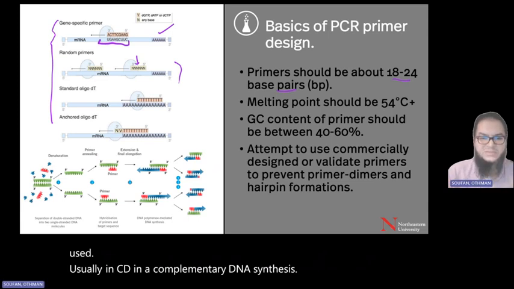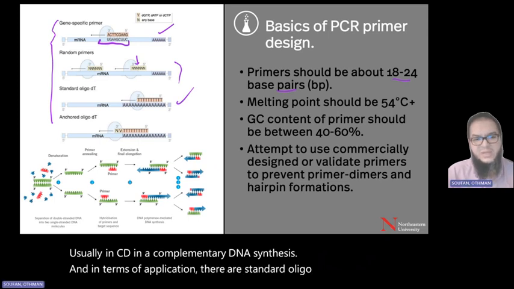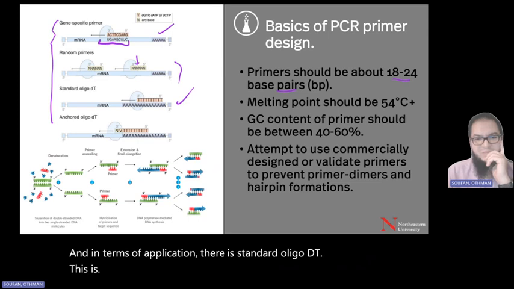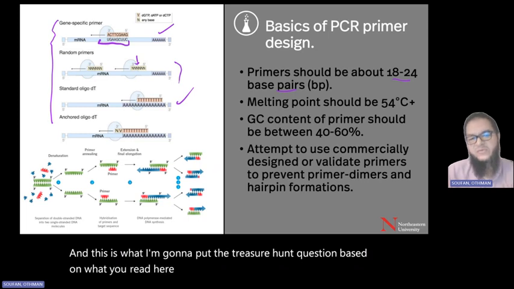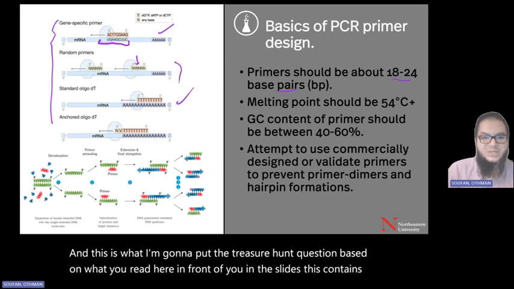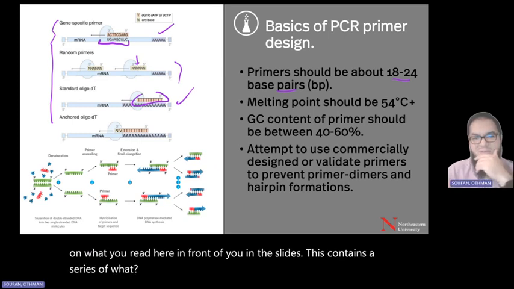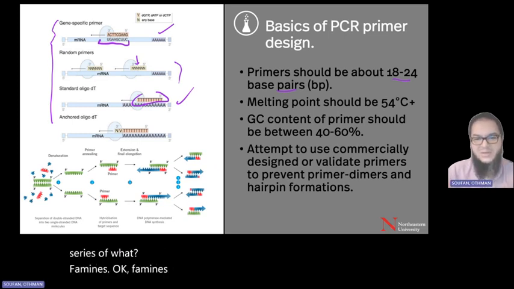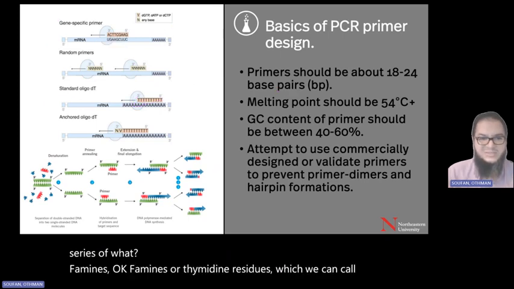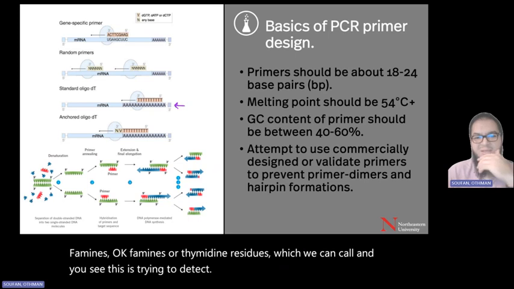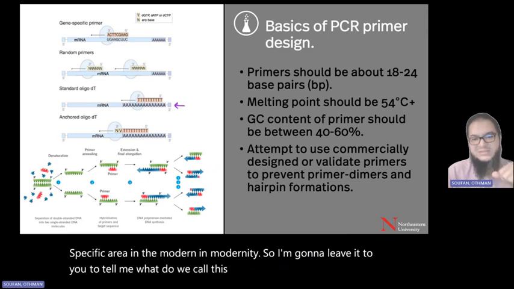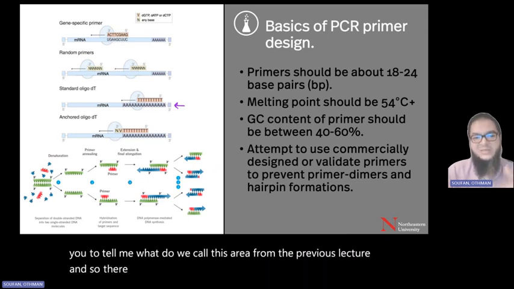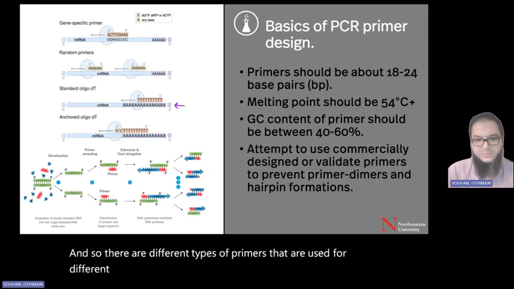In terms of application, there's standard oligo dT. This is what I'm going to put as the treasure hunt question based on what you read here in front of you in the slides. This contains a series of what? Thymines, okay? Thymines or thymidine residues, what we can call. And you see this is trying to detect a specific area in the mRNA. So I'm going to leave it to you to tell me what we call this area from the previous lecture. And so there are different types of primers that are used for different purposes.